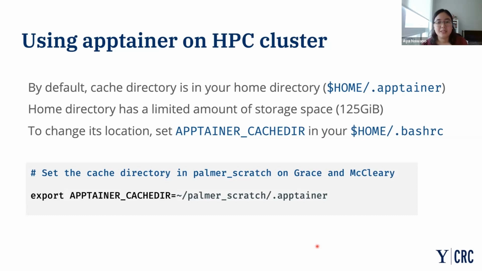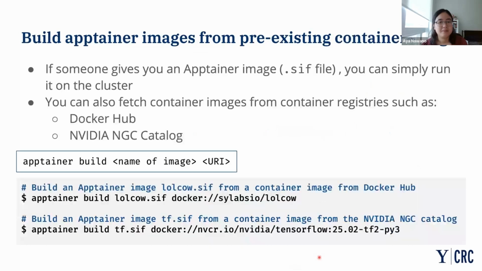For example, if you want to change the location of the cache directory to Palmer Scratch on Grace or McCleary, you can add this line in your .bashrc file. This makes sure that Apptainer will store cache files in Palmer Scratch instead of your home directory. If someone provides you with an Apptainer image file or a .sif file, you can run it directly on the cluster without needing to rebuild it. We will talk about how to run containers with Apptainer images in later slides.